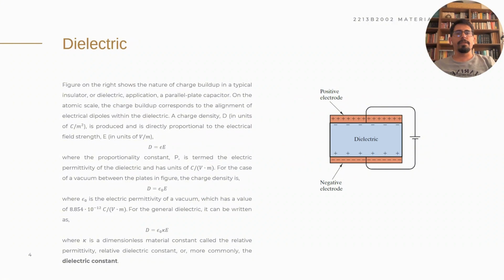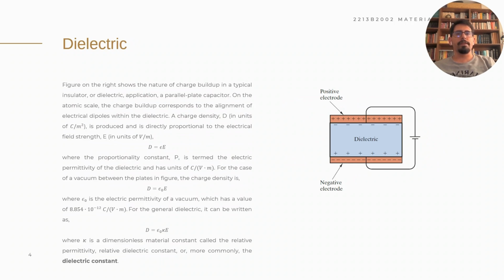All right, let's talk about dielectrics. These are materials used as insulators, especially in things like capacitors. The image shows a basic setup, a parallel plate capacitor, where we apply voltage to two metal plates with an insulating material, or dielectric, sandwiched in between. Now, what actually happens inside the dielectric?